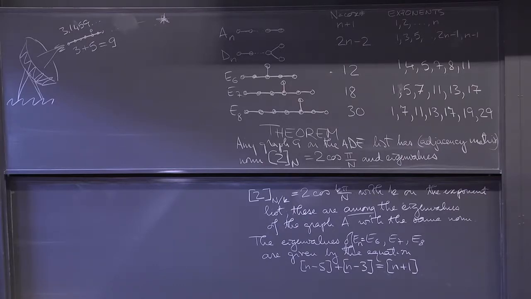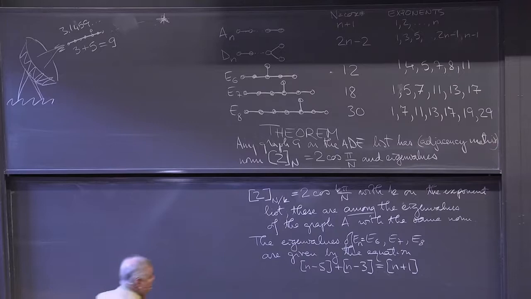Yes, let me show you how. So there's a list there. You see, the list is which numbers, basically, among the eigenvalues of the graph A_n, which are 1 up to n, which numbers are eigenvalues of the graphs D_n, E6, E7, E8, yes?